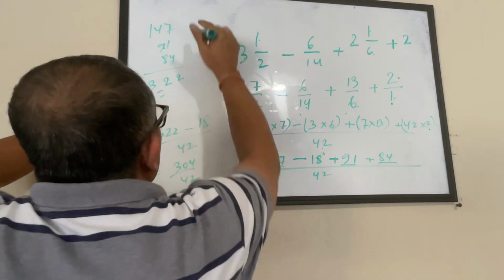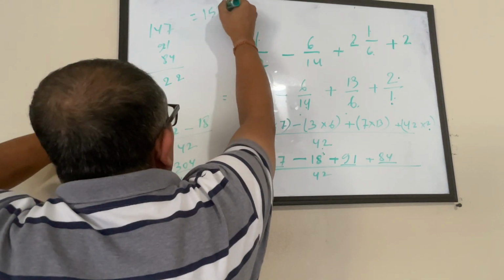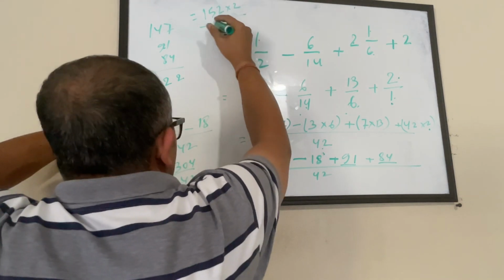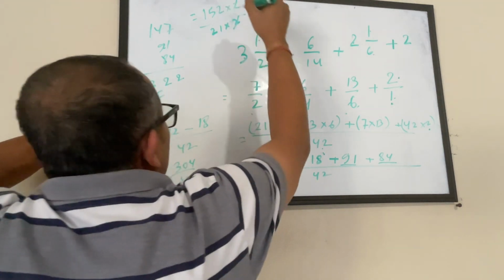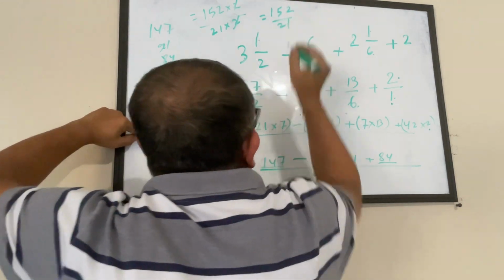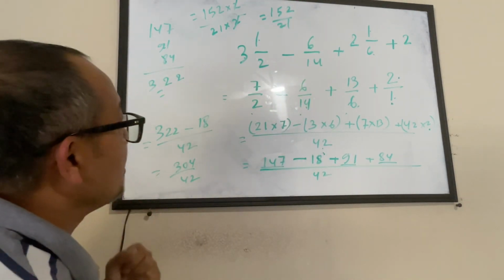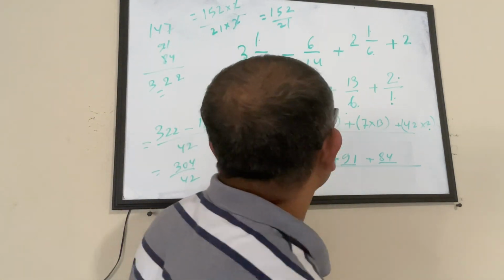That makes it 304. I can write it as 152 into 2 divided by 21 into 2. I can cancel these two. Now I have 152 divided by 21. And that would not be equal to any of the answers I got.